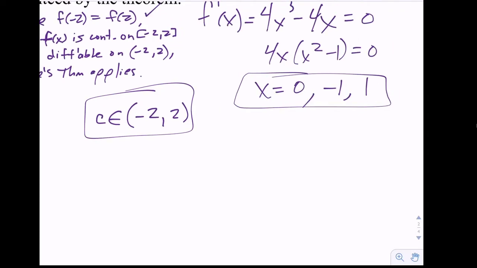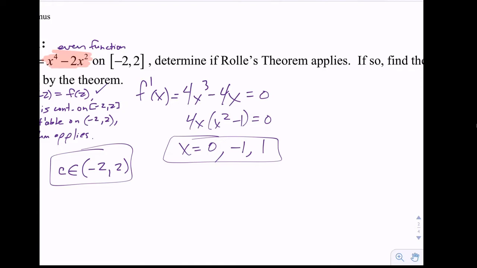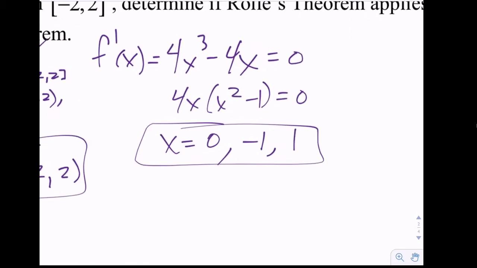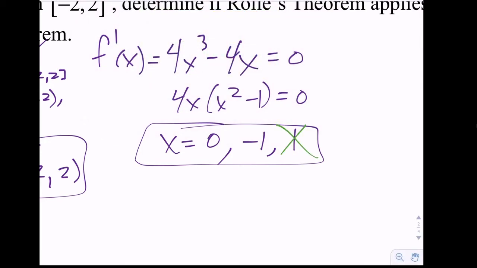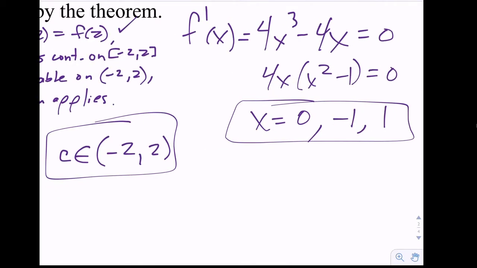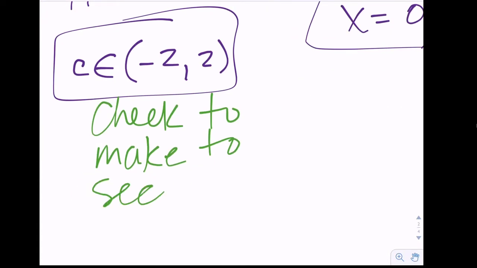So, returning over here, which of the three, if any, are in the open interval from -2 to 2? 0, -1, and 1. All three of them are. Yay. So Rolle's theorem guaranteed 1, we actually got 3. And that's it. You're done. What if one of them wouldn't work? Then we would leave it out. So make sure that they are in the open interval. Check to make sure to see if.